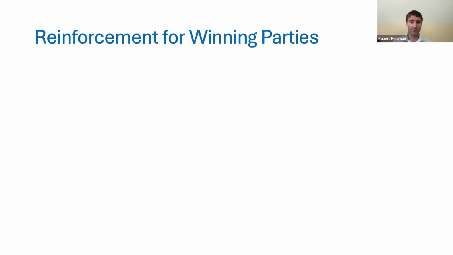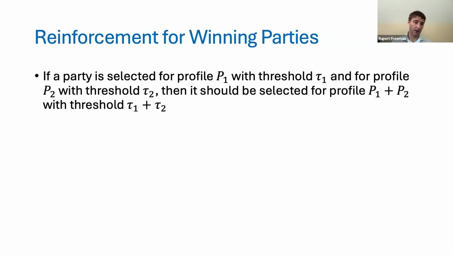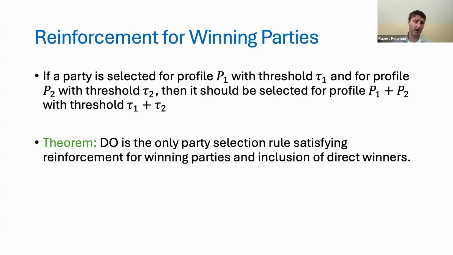Okay. The next property is a reinforcement property. So if a party is selected for a profile P1 with a certain threshold tau1, and for profile P2 with threshold tau2, then it should also be selected for the profile that combines the two profiles and adds the thresholds. So it's a fairly standard kind of reinforcement or consistency property. And actually here we get another characterization result, again, along with inclusion of direct winners. This property characterizes our direct winners only rule.